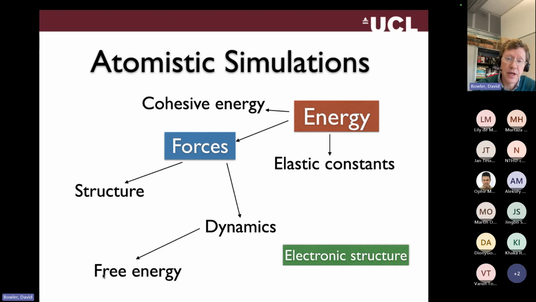So atomistic simulations, as I said, we start with this big red box at the top right here, the energy. And from the energy, we can calculate all manner of things. We can calculate the cohesive energy of a molecule or a material. We can look at the elastic constants and the elastic properties of material. We can calculate the forces on the atoms. From the forces on the atoms, we can derive the structure of a material in its ground state. We can follow the trajectory that atoms take over time by using the forces, and that gives us dynamics. From dynamics, we end up with free energies, and that gives us all of the power of statistical mechanics and thermodynamics.